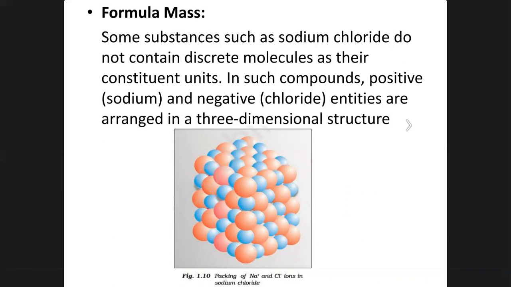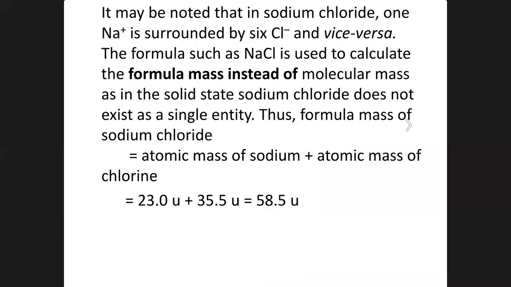Similarly, we will calculate the formula mass. How? Some substances such as sodium chloride do not contain discrete molecules as their constituent unit. In such compounds, positive sodium and negative chloride entities are arranged in a three-dimensional structure. It may be noted that in sodium chloride, one Na positive is surrounded by 6 Cl negative or vice versa. The formula NaCl is used to calculate the formula mass instead of molecular mass, as in solid state sodium chloride does not exist as a single entity.